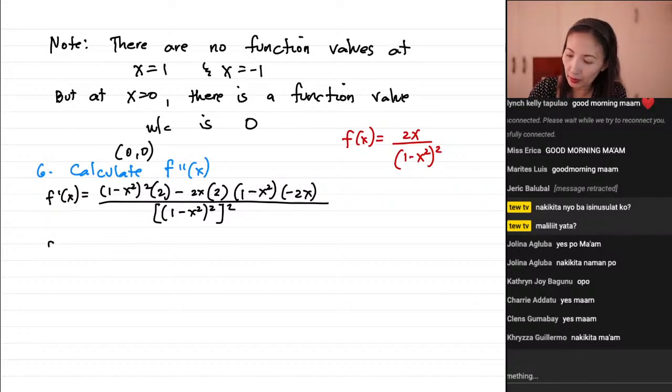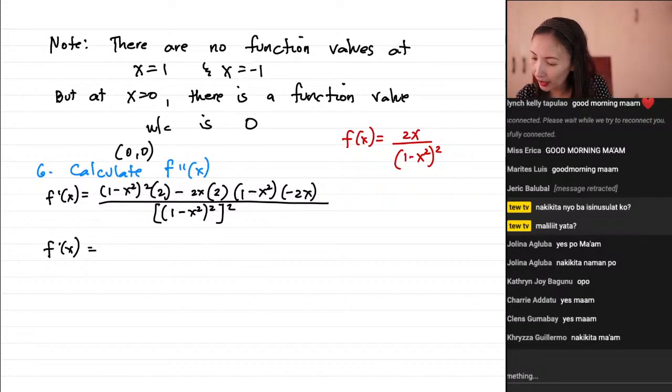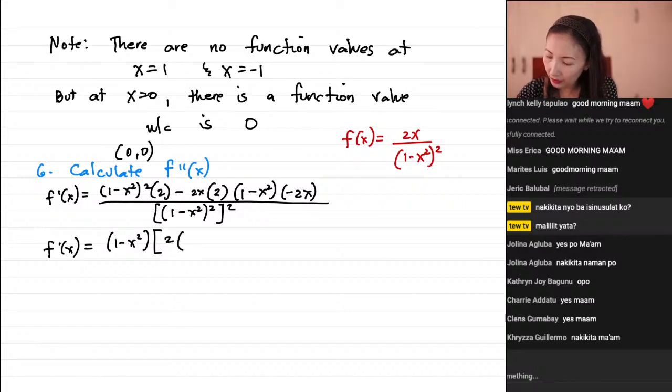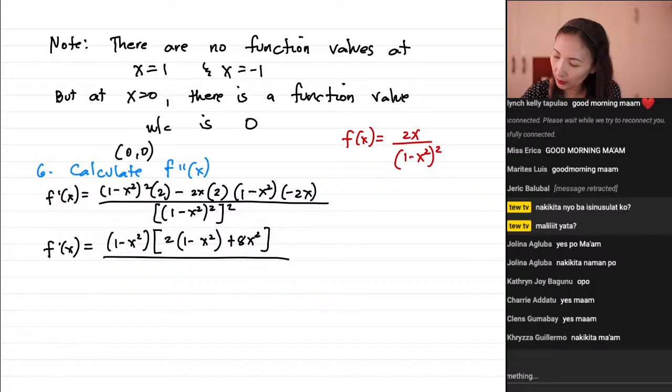Simplifying this further, we can factor out the quantity 1 minus x squared, times 2 times 1 minus x squared plus 8x squared, when simplified, all over 1 minus x squared to the fourth power.